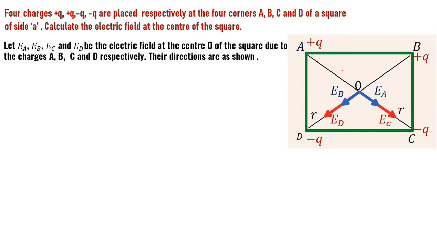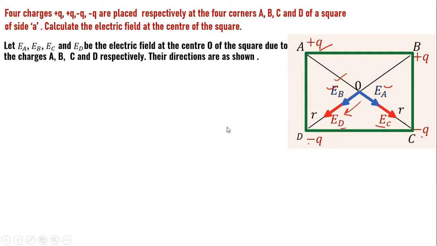EA is in this direction, away from plus Q, because it is due to positive charge. Similarly, EB is pointing away from plus Q because again it is due to positive charge. EC is towards the negative charge. It is in this direction. Similarly, ED is also towards the negative charge. So these four directions you have to keep in mind.